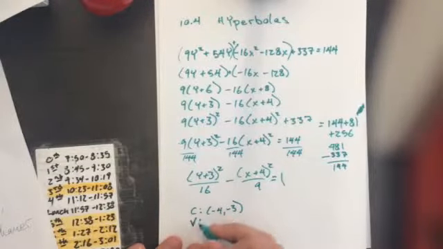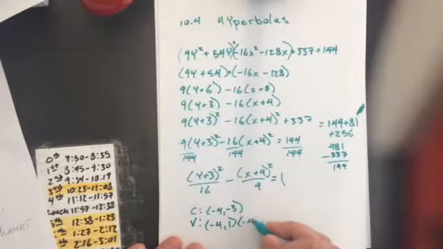The movement for the vertex is going to be to the y. So a squared is 16, which means a is 4. So I'm going to add 4 to the -3, which gives me 1. I'm going to subtract 4 from the -3, which gives me -7.